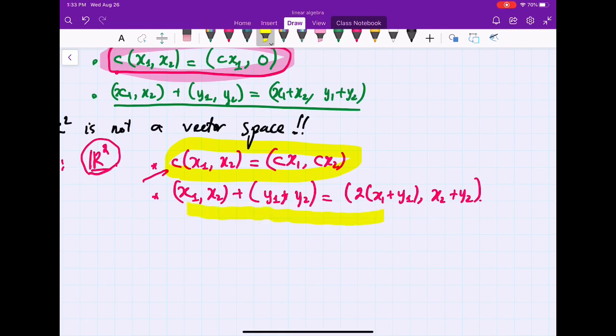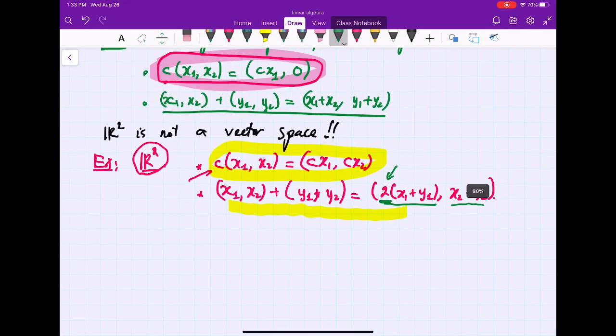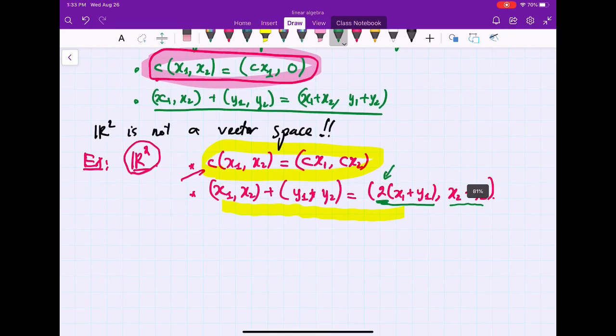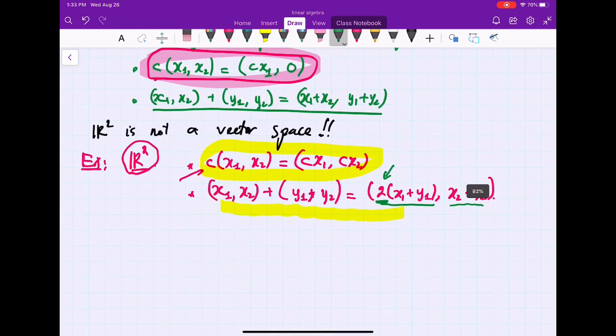So you have x1 x2 plus y1 y2 is 2 times x1 plus y1, and x2 plus y2. So we just double the x coordinate, the first coordinate. And we'll see if R2 together with these operations is a vector space or not. We just need to check that. Let's go ahead and check the 5 properties of addition, because we don't have any problem with scalar multiplication.